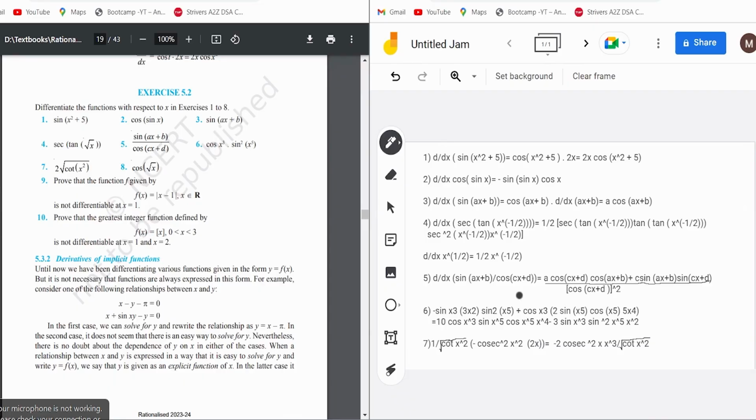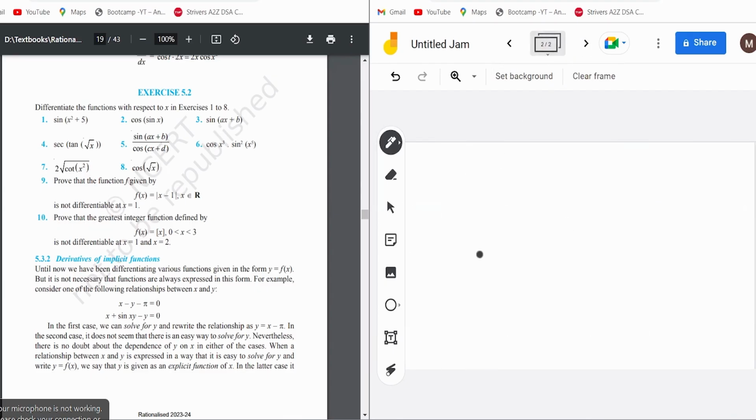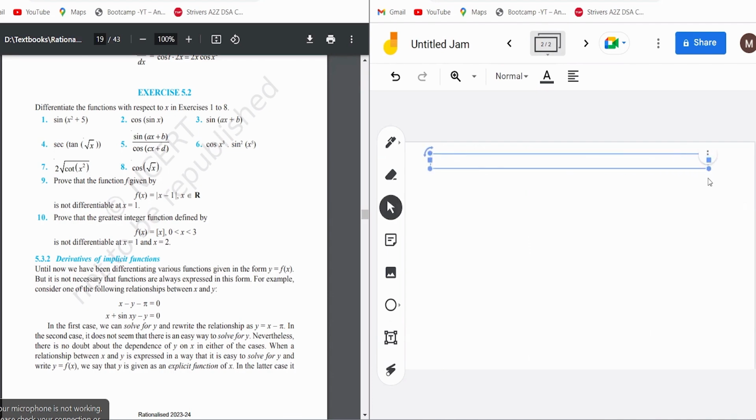Okay, so I hope you understood this question. This was also pretty simple. All the questions are actually simple. You just have to play with the mind and you can easily get your answer. So this is question number 7. Let's move to question number 8.